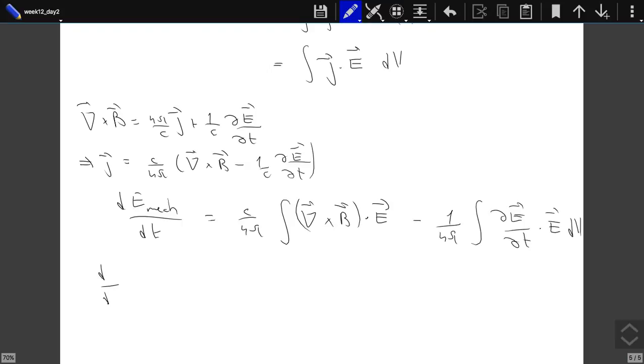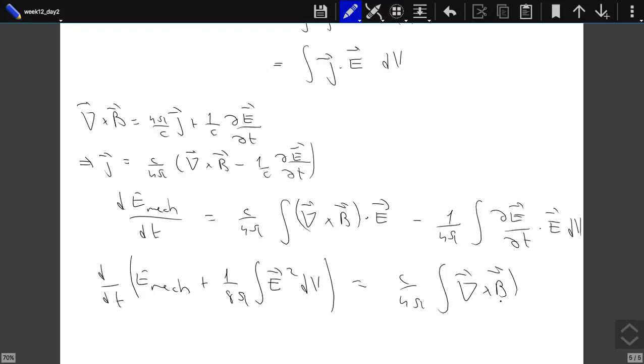Or d by dt of the mechanical energy plus 1 over 8 pi times the integral of E squared over the volume. This is the second term. This is equal to C over 4 pi curl of B dot E integrated over my volume. Well, this term is already familiar, the energy stored in the electric field. So at least I identified the energy stored in the electric field. Now I need to simplify this one further.